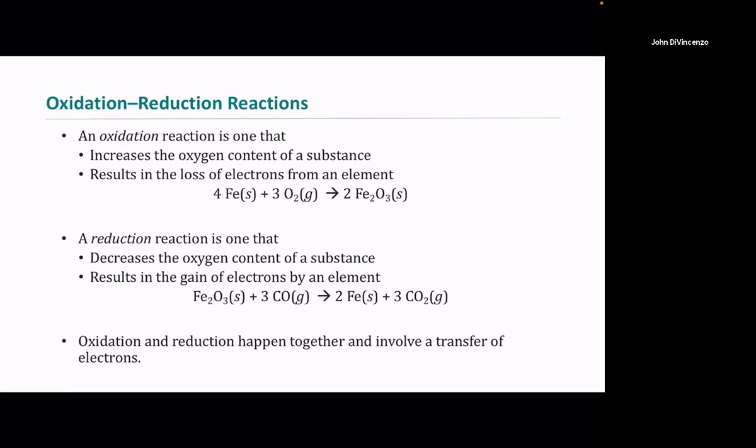So we have this loss of an electron, gain of oxygen. The second definition is the best because it applies to all oxidation reduction reactions. There are ones in which, like I said, you won't even see oxygen. It would still be an oxidation reduction reaction. So explain to me what's going on here. What's losing electrons here? It says it results in a loss of electrons of an element. What's losing electrons?